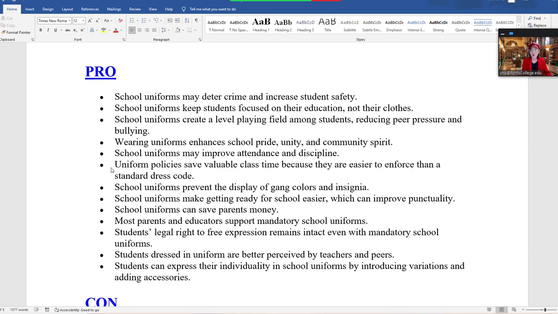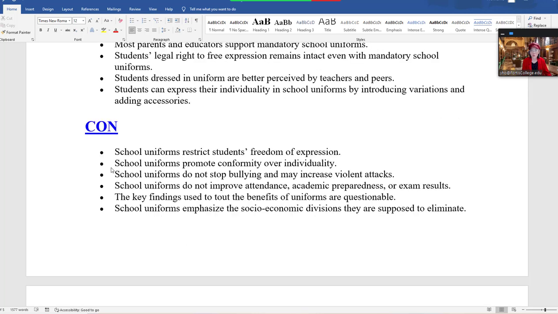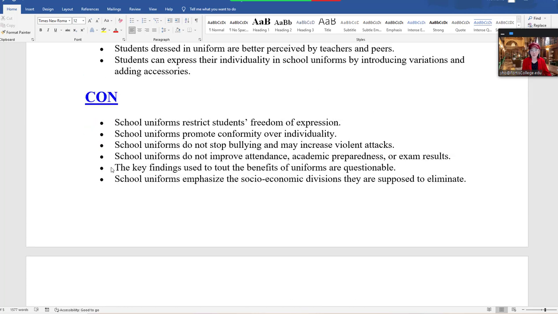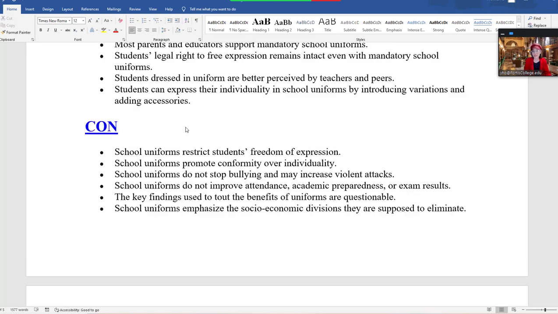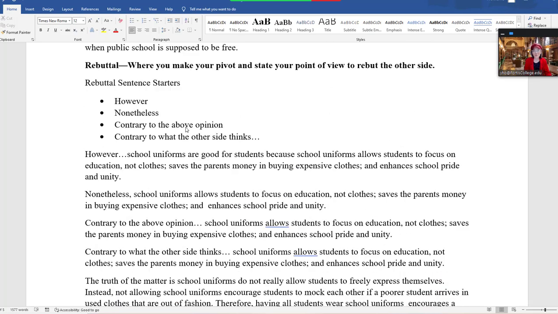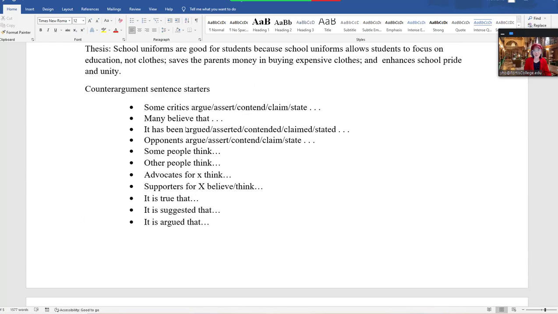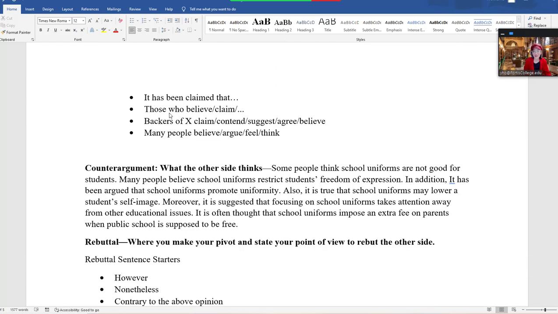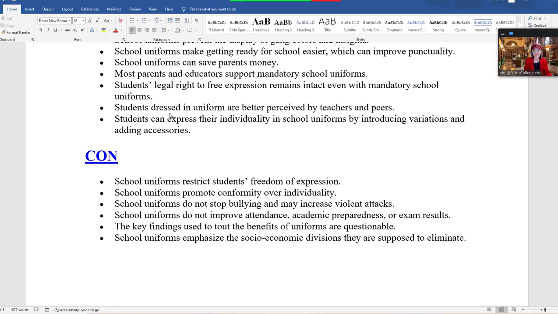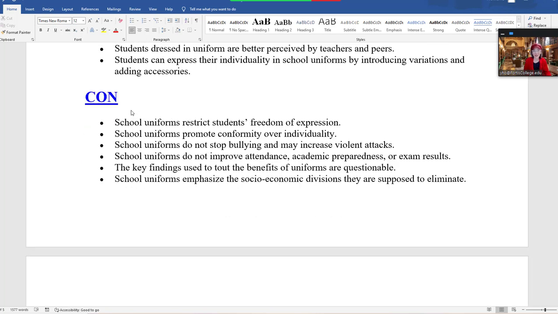So when we write our counter-argument paragraph, I'm going to use what the other side thinks. The other side doesn't like school uniforms because they think, or many people think, that... Remember I went over the sentence starters. How do we write about the other side? In this case, the other side is the con, so people who are against school uniforms, since I'm for school uniforms.